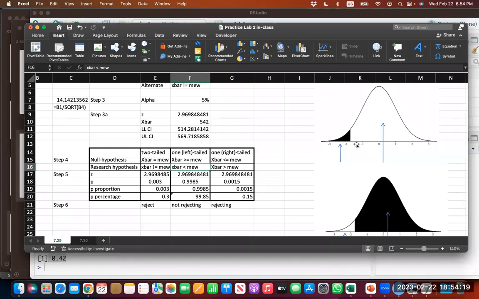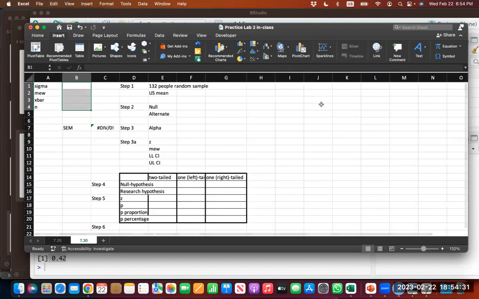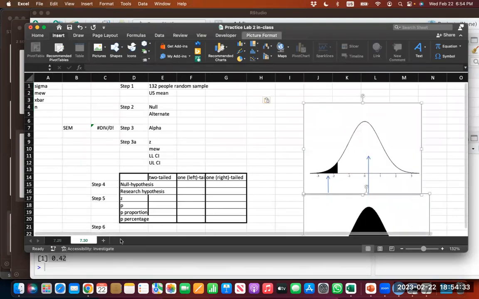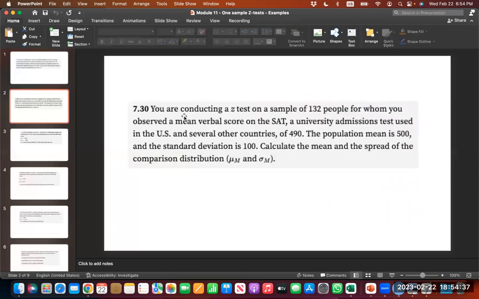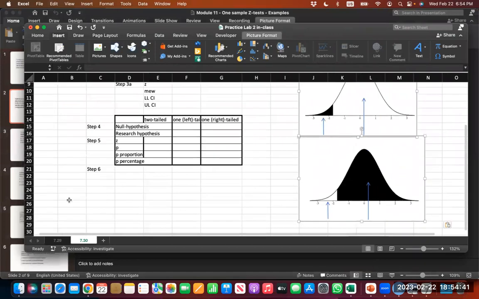I think the one-tailed, that requires maybe a second time looking at that and thinking through it a little bit more in detail, but I think it's considerably easy. So let's go to 7.30. We're getting the example from our PowerPoint presentation. Let's copy this into our Excel spreadsheet.